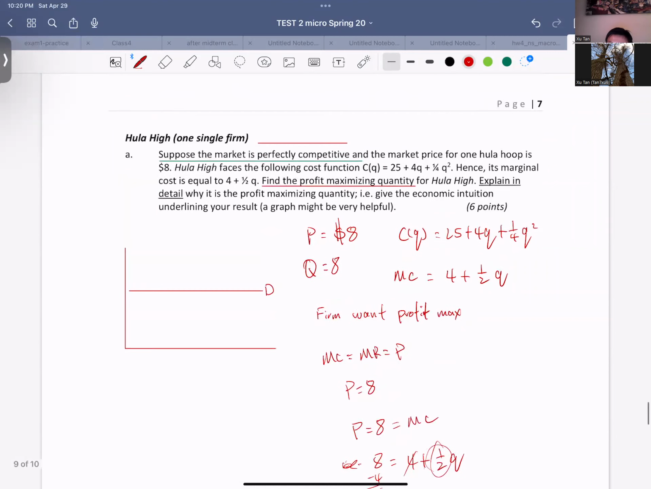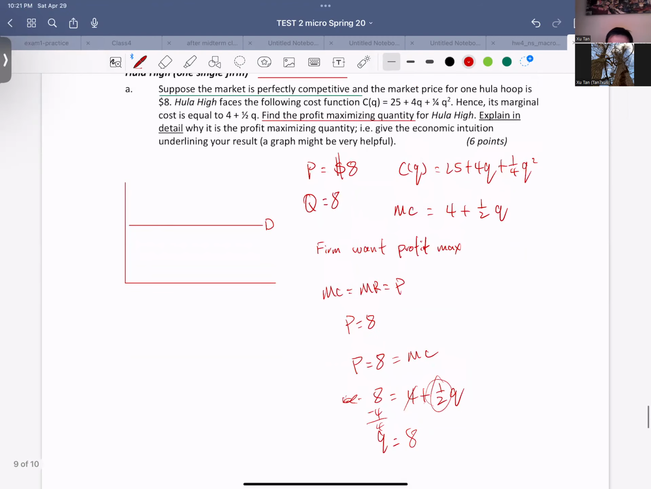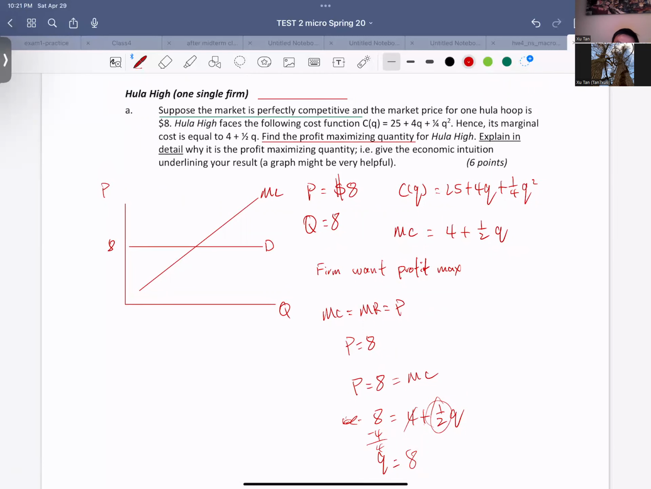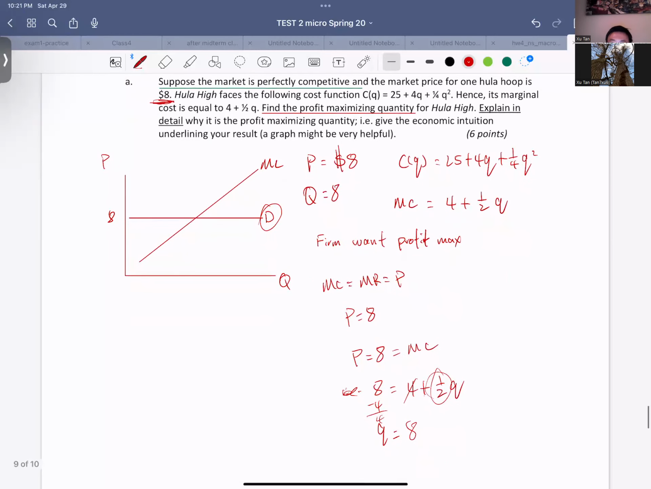Do we need to make a graph? Okay, a graph would be very helpful. So let's do marginal cost. We know that the market price is 8. So in a perfect competitive market, anything above $8 is not going to sell. So the demand is only at $8, right? And in this case, we have equilibrium and we find that quantity equals 8.